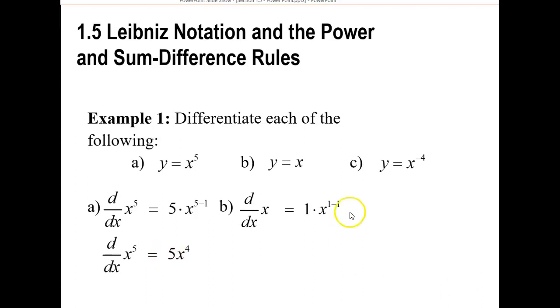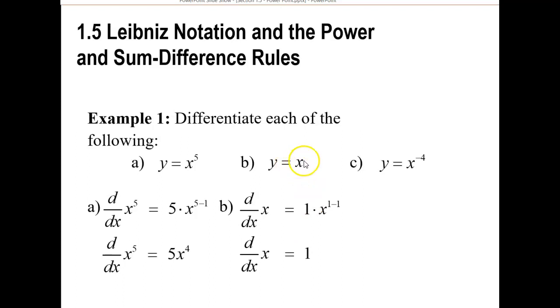Derivative with respect to x of just the function x. So the power here isn't written, but it's a 1, right? So 1 is the power, so that comes down to the front. And the new power becomes 1 less. So the original power of 1, subtract 1. So 1 minus 1, however, is 0. So x to the power of 0 is just 1. So 1 times 1 is simply 1.